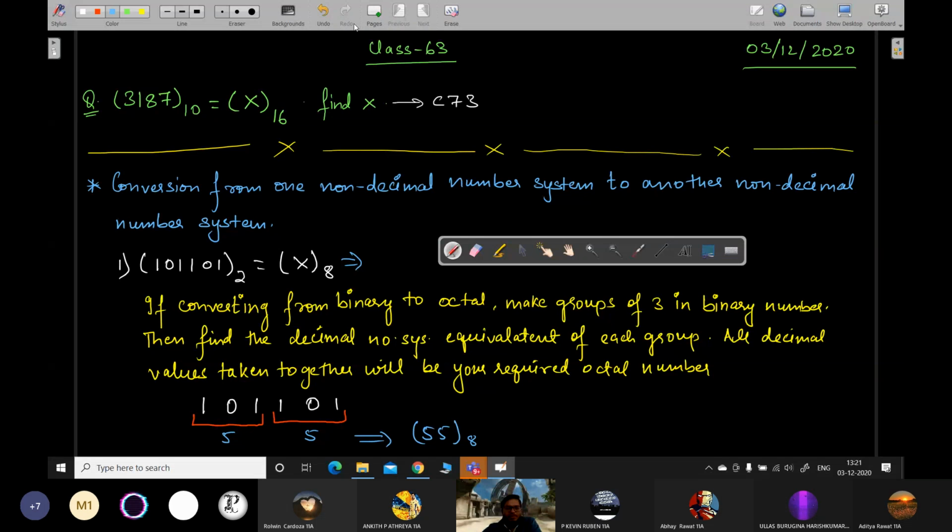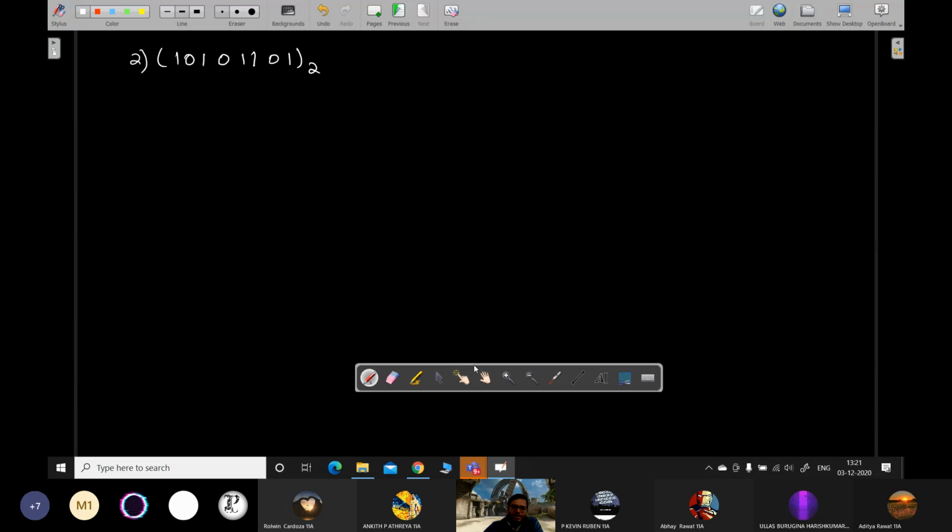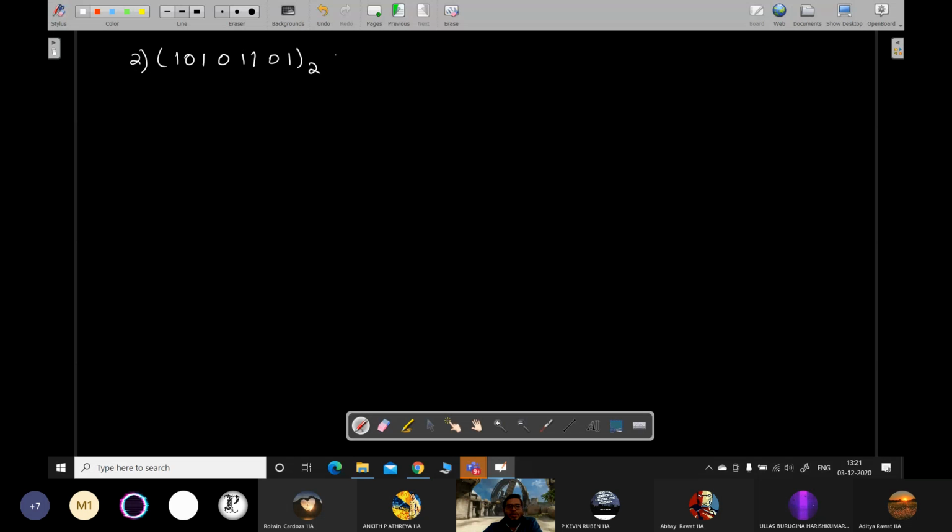Okay, I'll explain with a new example. Example 2. I'm writing anything randomly: 1 0 1 0 1 1 0 1. Let's say this is a binary number. If I tell you to convert it into octal, then what will happen? You will take a lot of time. You will convert this first into decimal, and then whatever is the decimal number, you will convert it into octal.